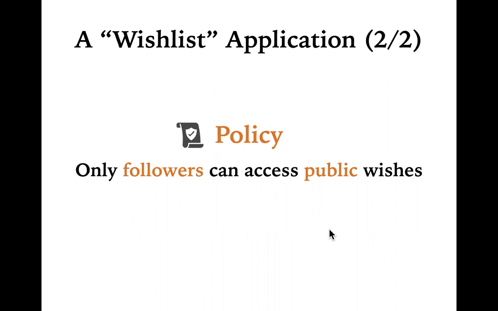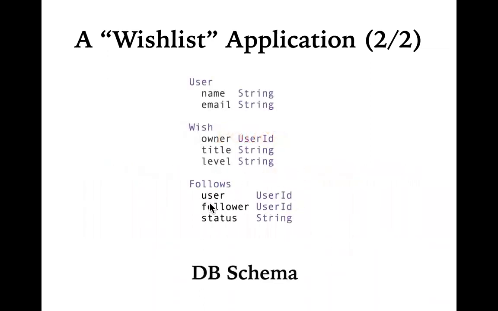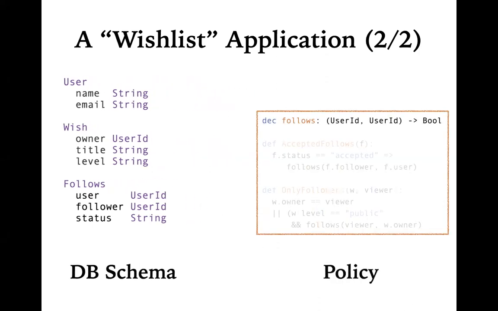Long story short, suppose you want a policy where only followers can even access the public wishes. Now, I don't even want to allow the public to see the public wishes. Private wishes belong to me. Followers can access the public wishes. I might add a separate followers table that says, I am the user, this other person is my follower. And there's some status which says, was it accepted? Because anybody can request to follow me, but then I must also accept in order for them to really be my follower.